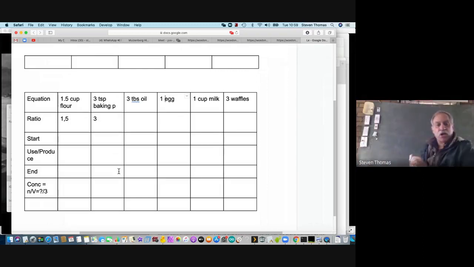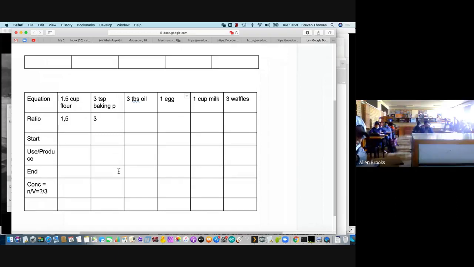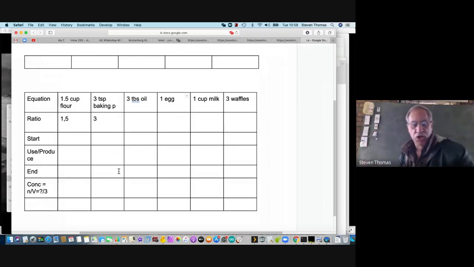Okay, has everybody got the table down? Okay, so let's get the ratios. This would be a 3, a 1, a 1, and we're expecting 3 waffles.